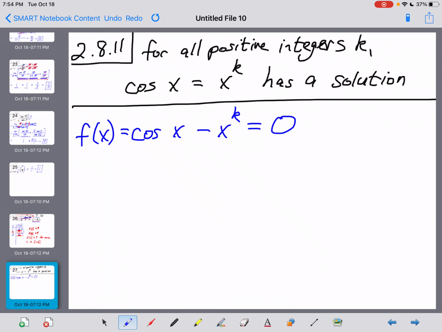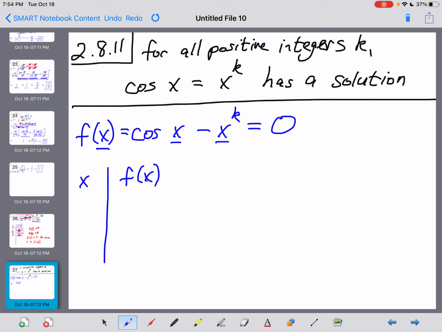But I've got to remind everybody, x is the variable here. K is not a variable. If I go back and read the problem again, k has to be a positive integer. So something like 1 or 2 or 3 or 37, but it can't be 0. It can't be a negative number like -2. It can't be a fraction or a decimal.